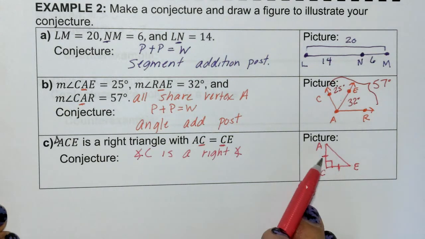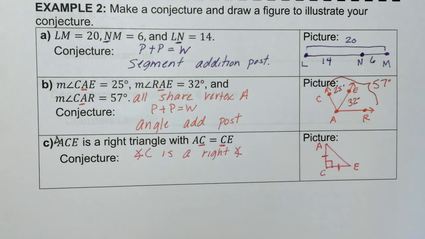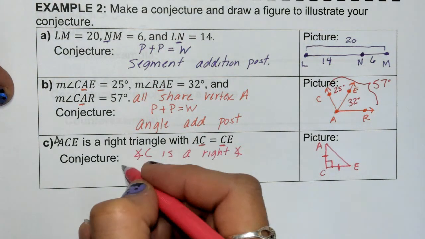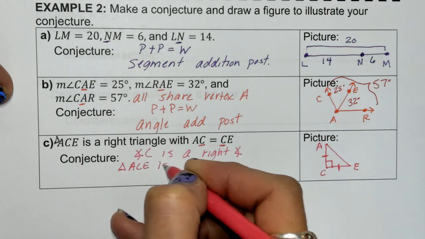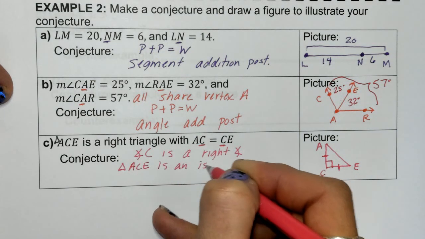We also notice that we have two congruent sides. A lot of students struggle remembering what kind of triangle has two congruent sides, and this is going to be your isosceles triangle. So we can put here angle ACE is an isosceles triangle.